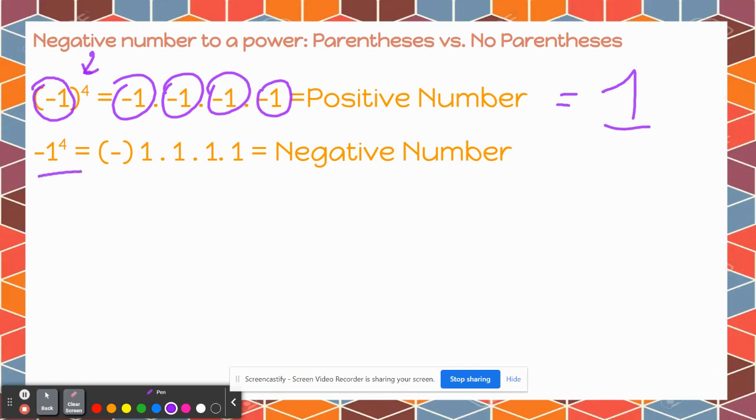Versus this question here, again, what is being raised to the power of 4? It's actually just the 1 that's being raised to the power of 4, not the entire thing. So the negative kind of just hangs out there. And you multiply 1 four times. So your answer will actually be a negative 1 because that negative never got multiplied by anything else.